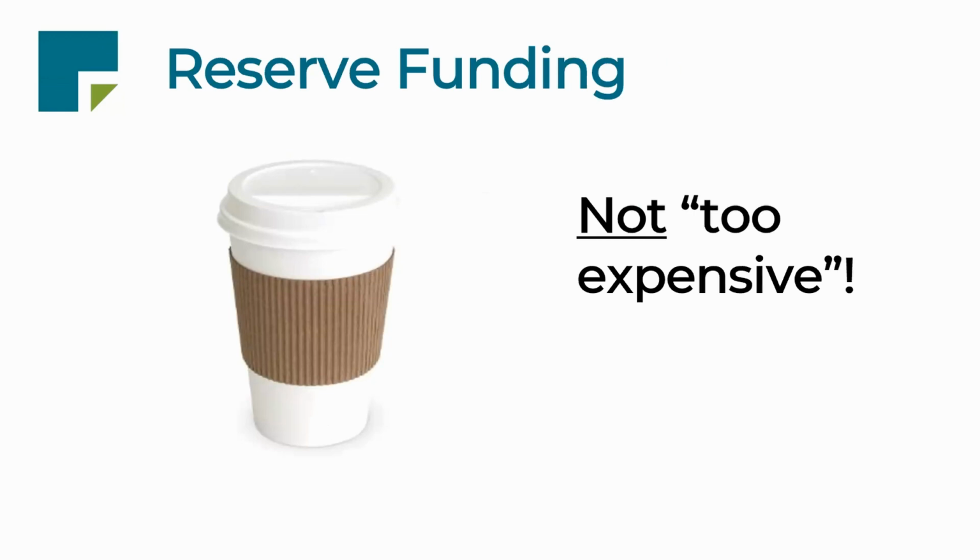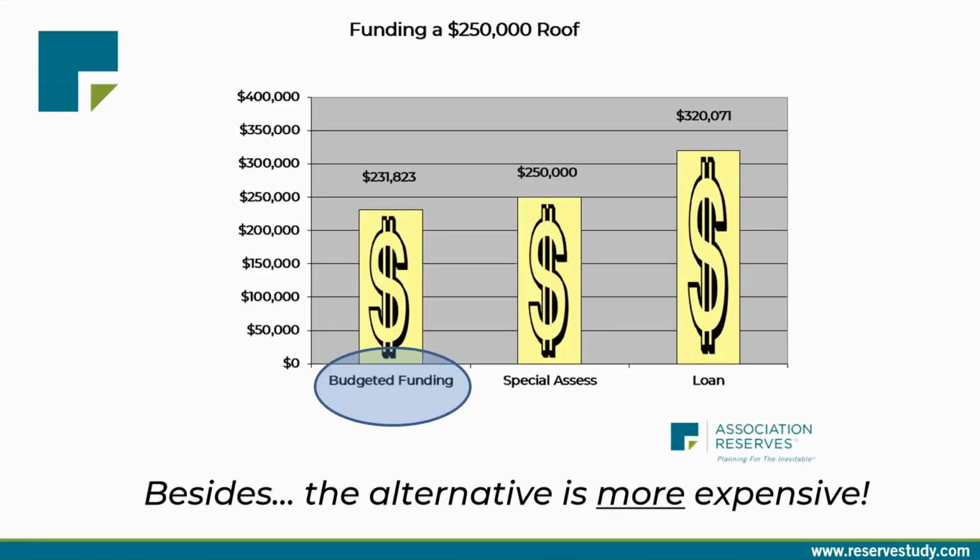But I'll tell you that reserve funding is not too expensive. Even 25% of the total budget often works out to be about the cost of a premium coffee per day. That's very affordable. If someone says they can't afford it, they're just plain wrong. Besides, another fact is that budgeted reserve funding is the least expensive way to pay for reserve expenses. The expenses are driven by deterioration, not the budget. The only choice you have is how the owners will pay.